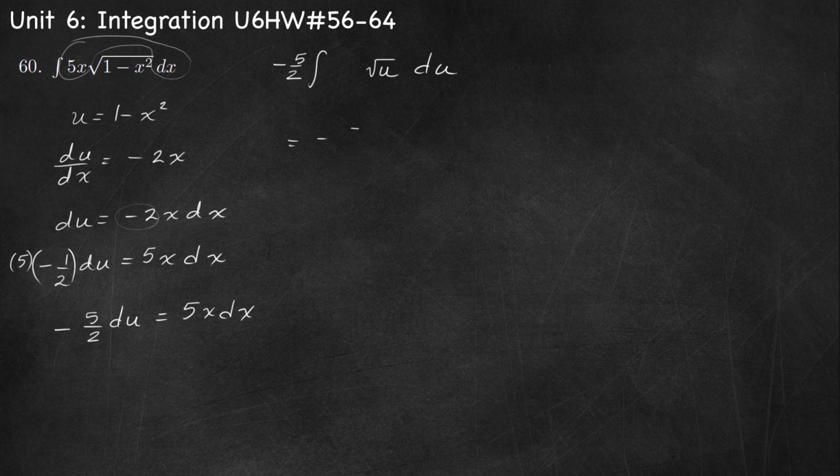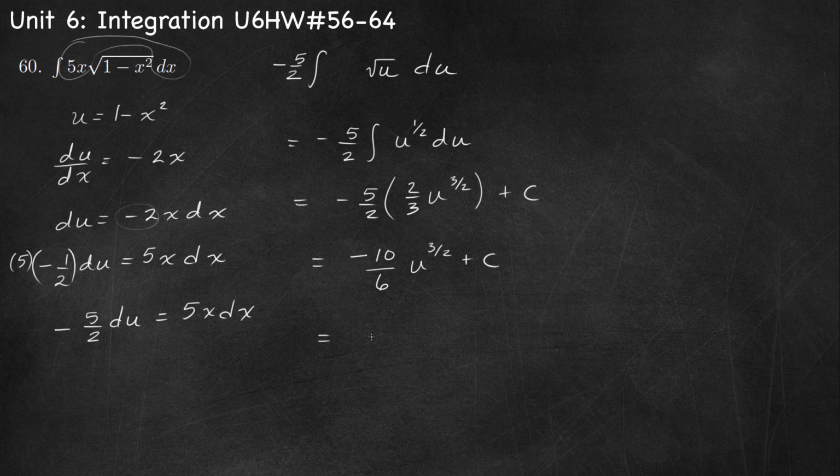So I'll rewrite this now as negative 5 over 2 times the integral u to the power 1/2 du, and we'll use our power rule. We get negative 5 over 2 times u to the power 3/2 divided by 3/2 plus c. So negative 10 over 6 u to the 3/2 plus c is negative 5 over 3 times 1 minus x squared to the 3/2 plus c.